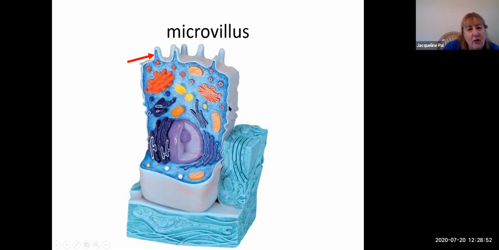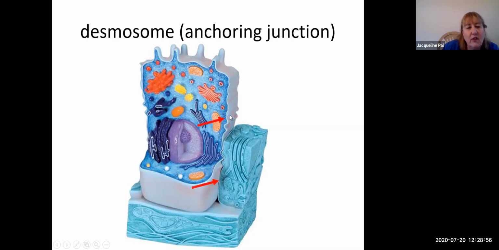But if you look here closely at the side of this model, what you clearly can see are some little cytoskeleton things. So these are showing the location of desmosomes.